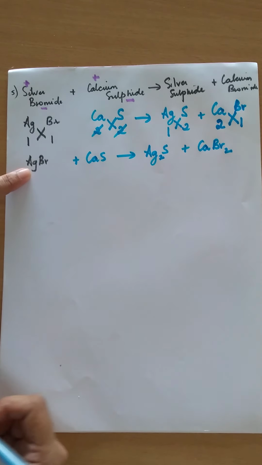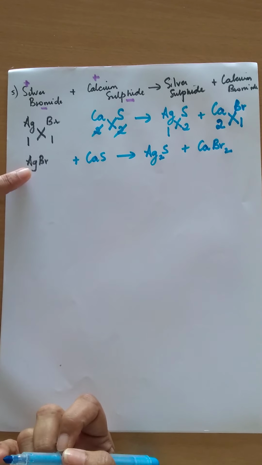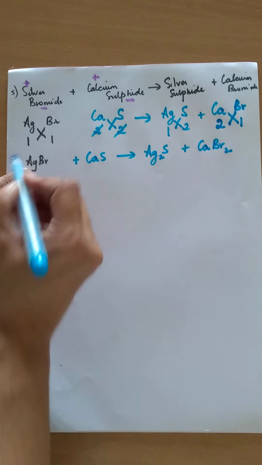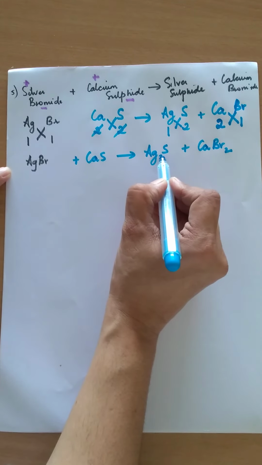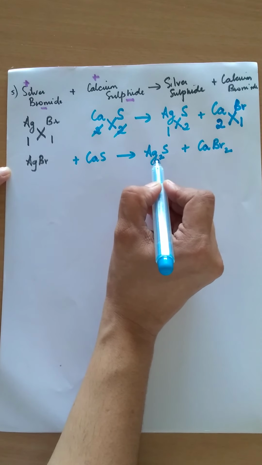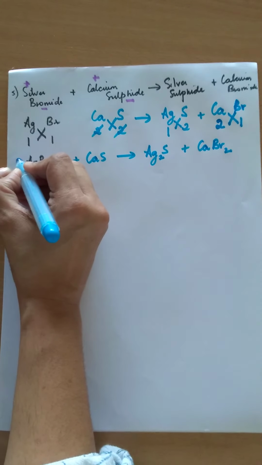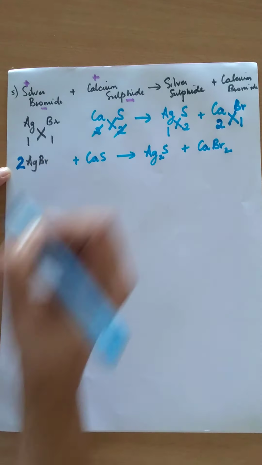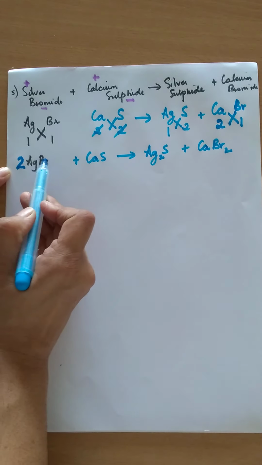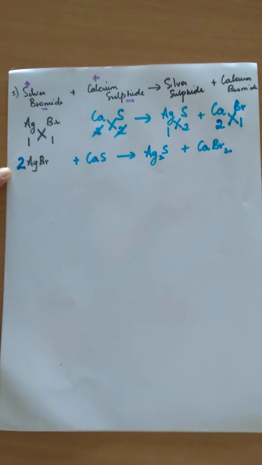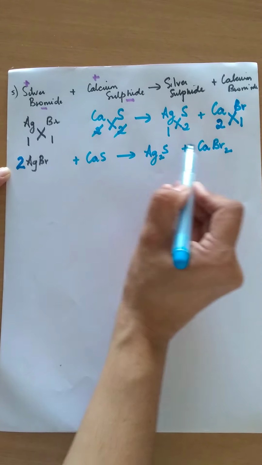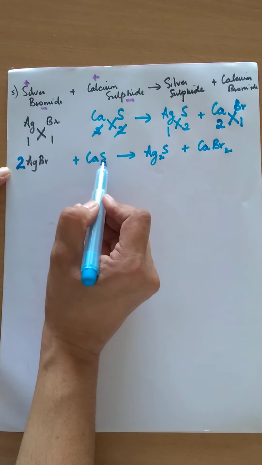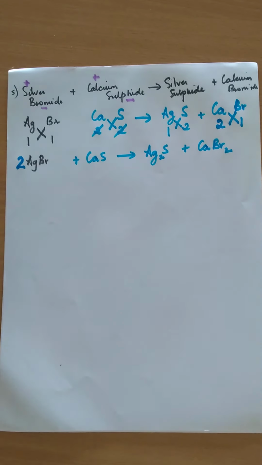Now let us see if the equation is balanced. If you look this side, Ag, that's silver, there's only one atom. There's no number, so it means 1. And here there are 2 of silver. So to balance it, you write 2 here. But when you write 2 here, Br also gets 2. Here Br is 2. Calcium, there is 1 here, 1 calcium here, 1 sulfide here, 1 sulfide here. Okay, so this equation is now balanced.